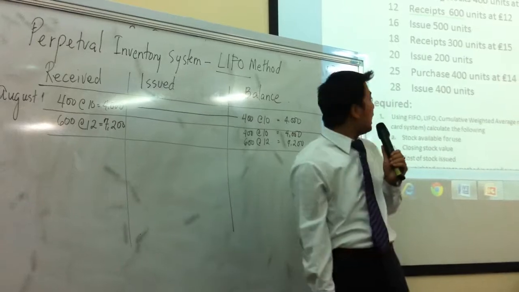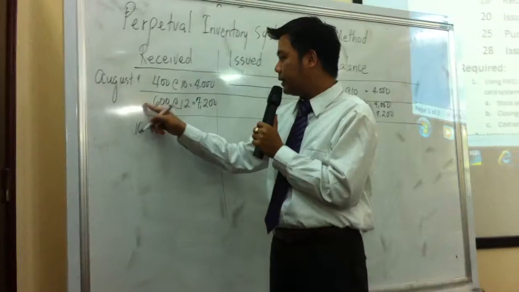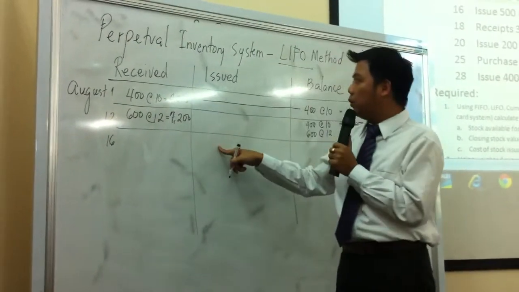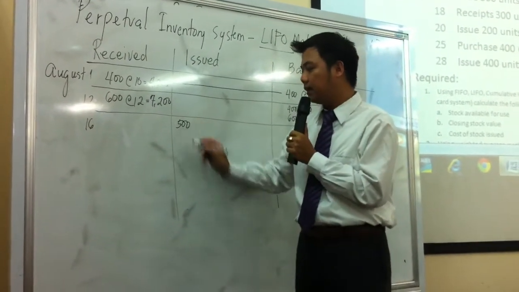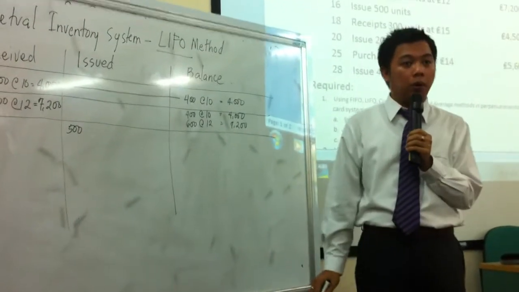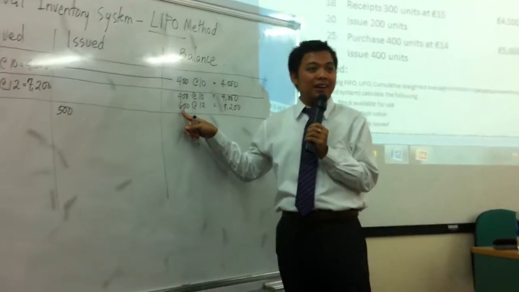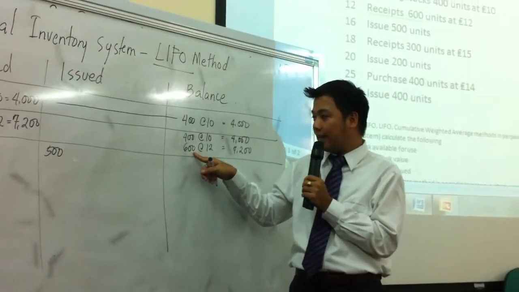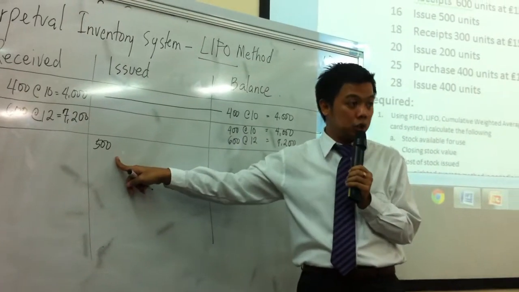Now, on the next day, August 16. This is August 12, right? So August 16, we issue how many units? 500. Class, listen. Because we are using LIFO, we now consider the earliest or the latest? Latest. Okay. The latest is what? 600. But this is enough already to cover our issuance.